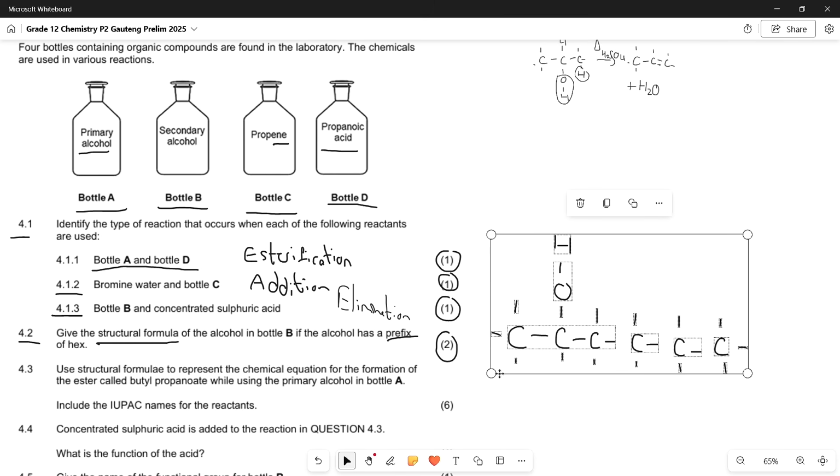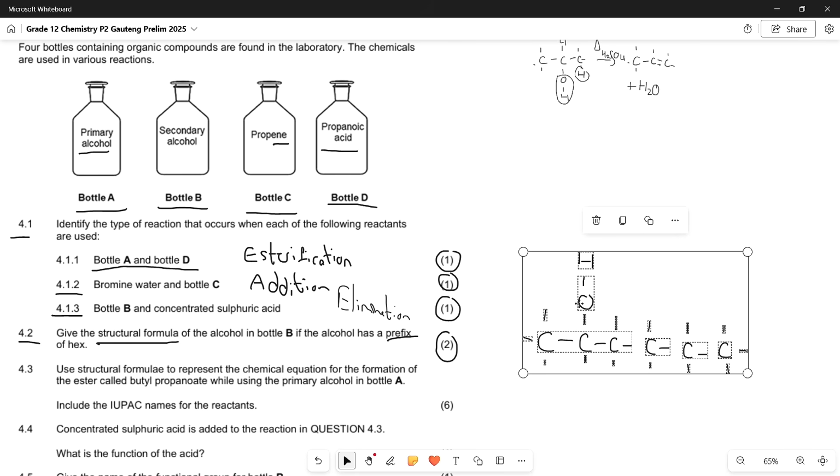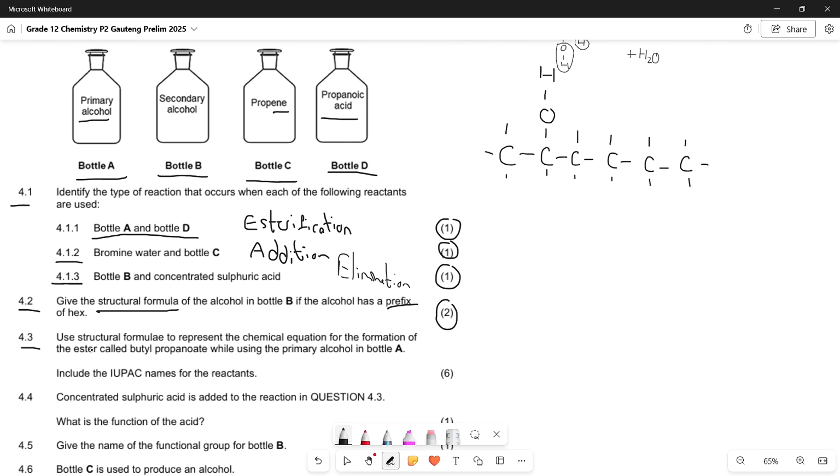In the test, write all your H's around your C's, but for now, we're just trying to focus on the placement of the functional group, because then 4.3 says, use structural formula to represent the chemical equation for the formation of the ester called butyl propanoate while using the primary alcohol in bottle A.